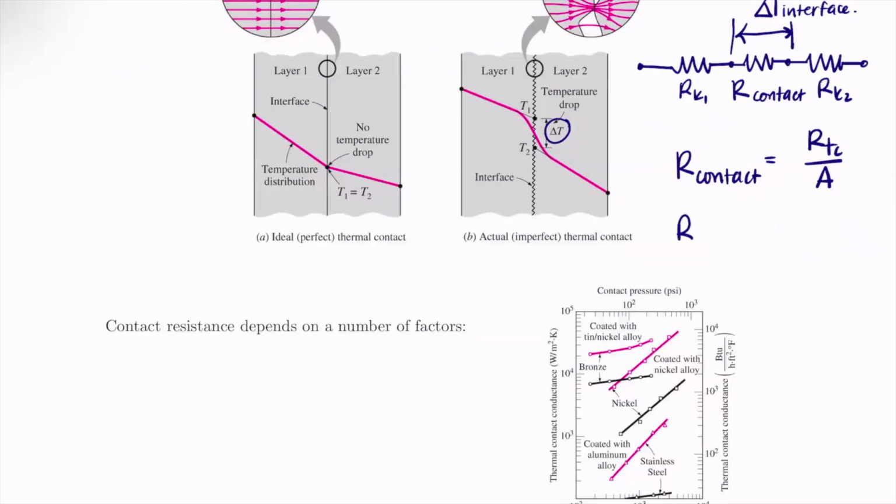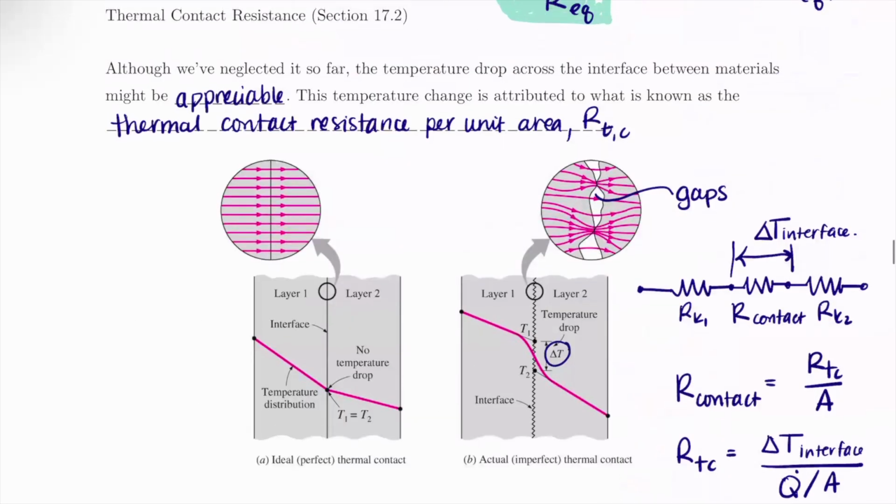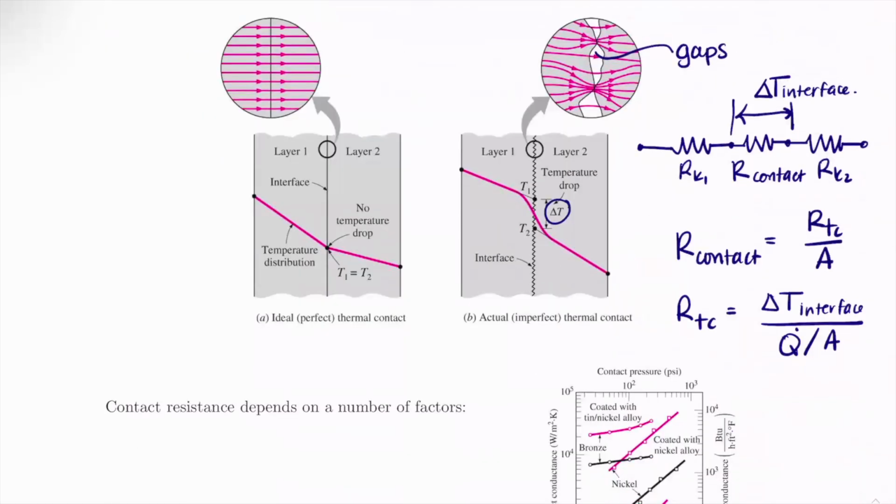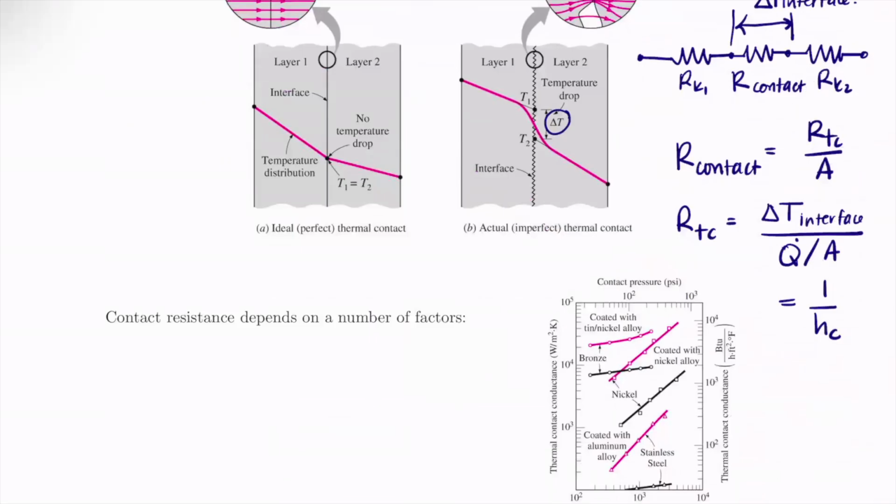And then RTC is defined as the temperature drop at that interface divided by Q dot over A. So I'm just solving this equation for Q dot. And we often call 1 over this the contact heat transfer coefficient. So this HC is called the thermal contact conductance.